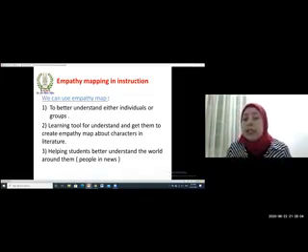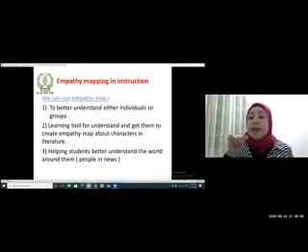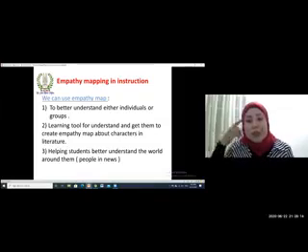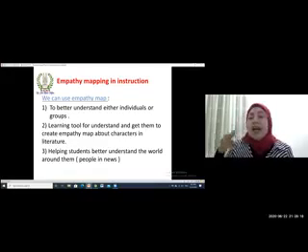Yes, this is the most important learning tool. If you use this empathy mapping in learning, you will teach students to think critically, to think creatively and out of the box.